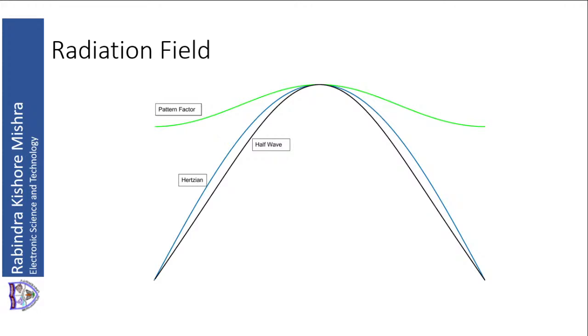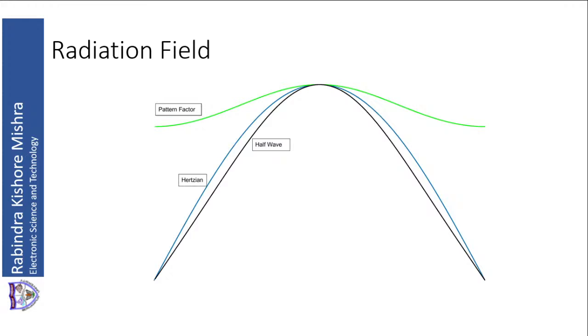The pattern factor is shown in the above. You can see we are comparing the half wavelength antenna and the Hertzian dipole antenna. The Hertzian dipole is the light blue, the half wave dipole is the deep blue or navy blue. You can see that their patterns are almost the same. Then what is pattern factor, that we'll discuss later, but this green field shows us the pattern factor.